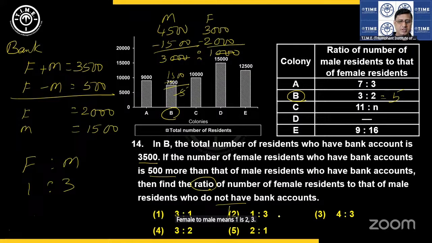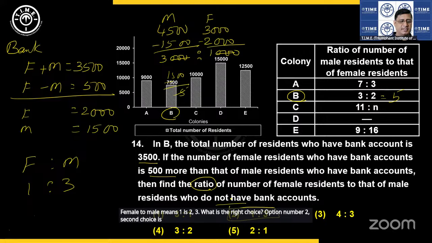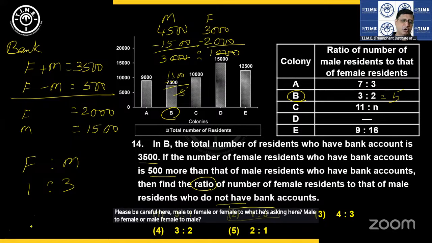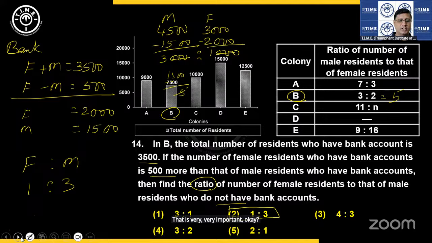What is the right choice? Option number 2. The second choice is the right answer. Please be careful. Here, male to female or female to male, what is being asked? That is very, very important. So 1:3, right choice, option number 2. The second choice is the right answer.